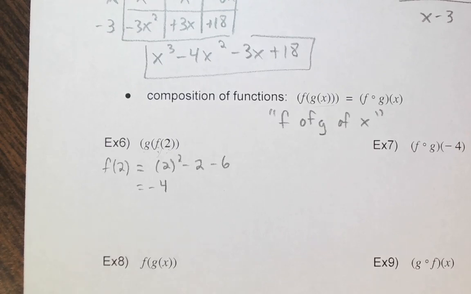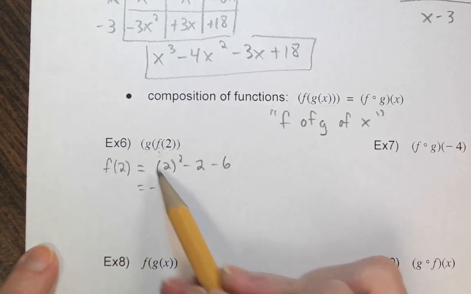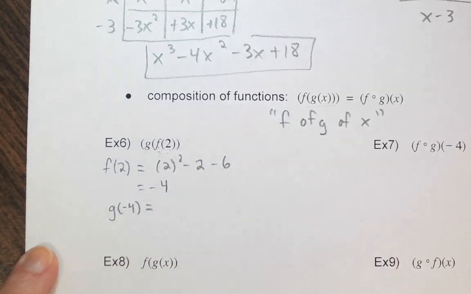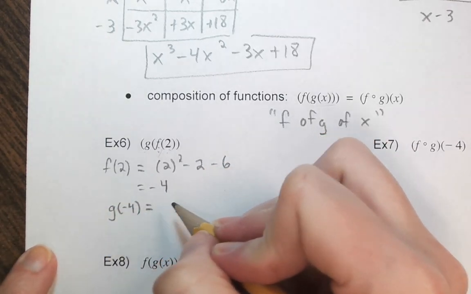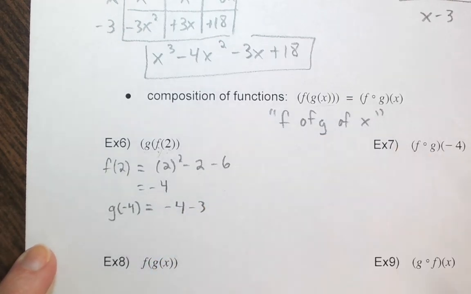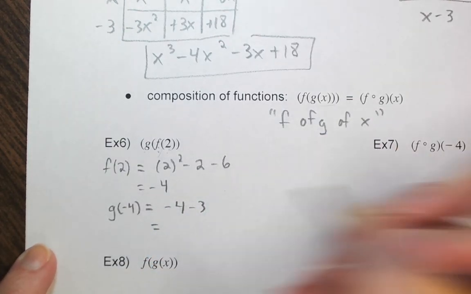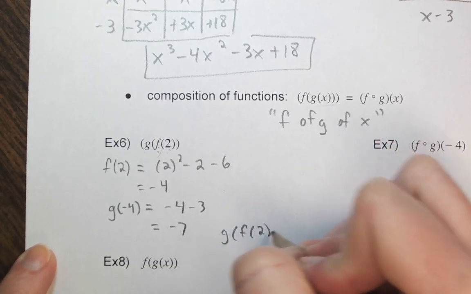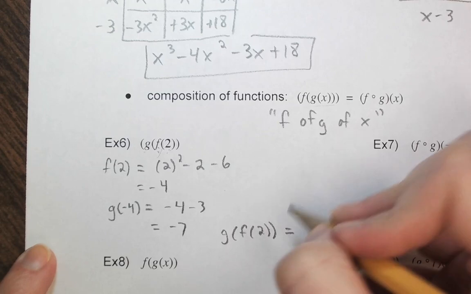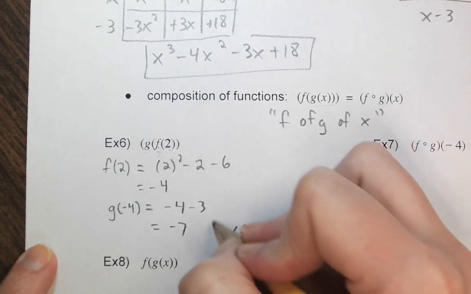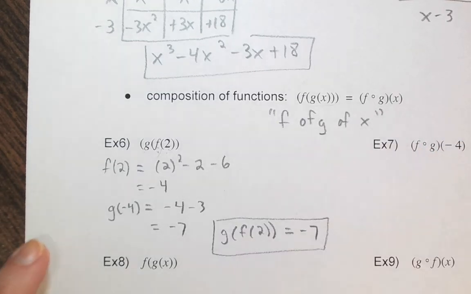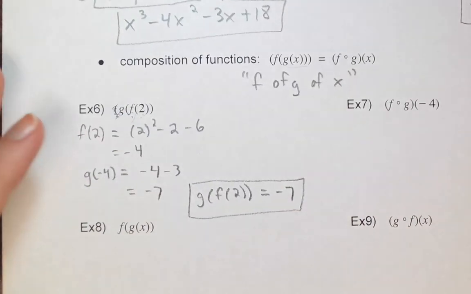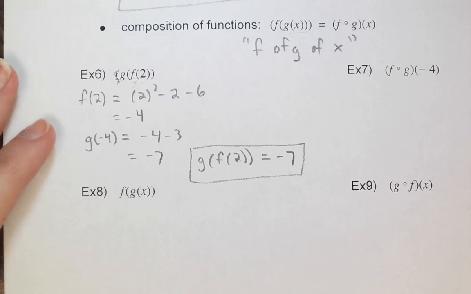Now I'm going to take that negative 4 and plug that into g. So now I'm doing g of negative 4. g was just x minus 3, so this is negative 4 minus 3. So that equals negative 7. So g of f of 2 equals negative 7. This actually has an extra parenthesis on here that it shouldn't have, sorry.